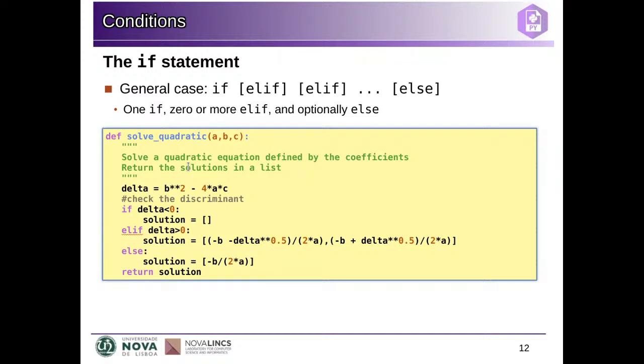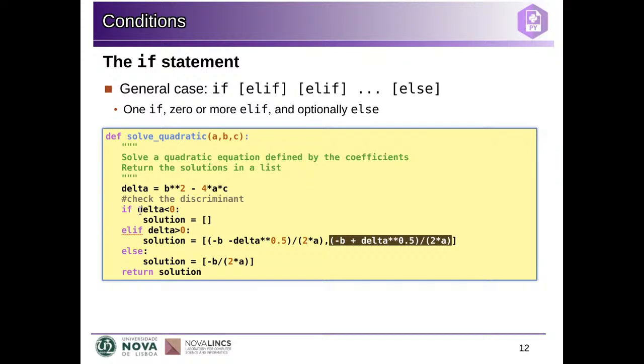So for solving the quadratic equation, we have an example of an if statement where we can use an elif and an else. Basically, we receive the a, b, and c, the coefficients for the quadratic curve. We compute the delta and now check the sign of the delta. So if this is less than 0, there are no real solutions, so our solution is an empty list. If it's greater than 0, then there are two real solutions, one here and one over here, and this way we create a list with the two solutions to our quadratic equation.